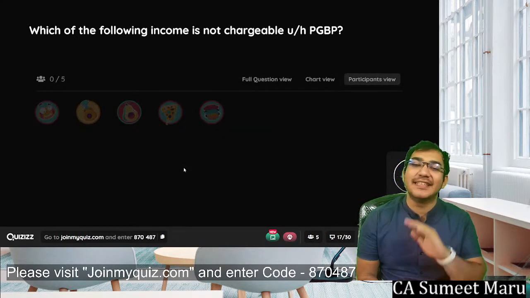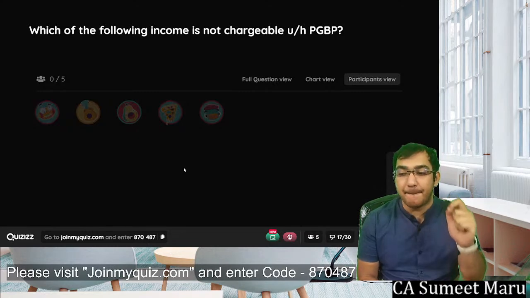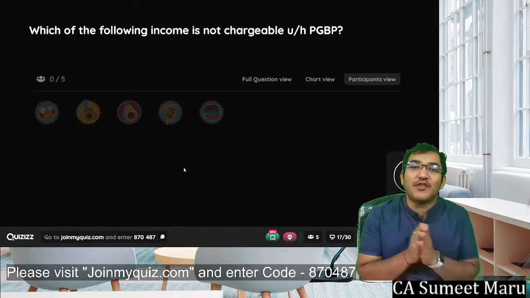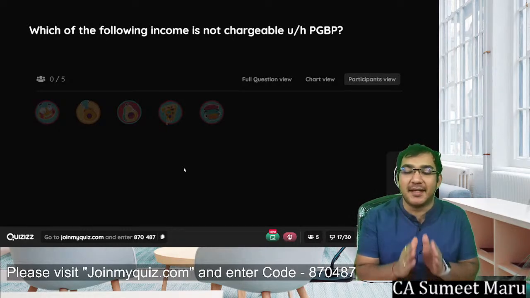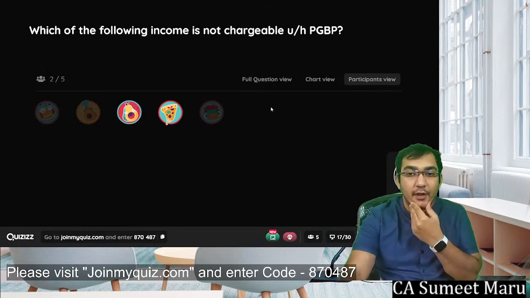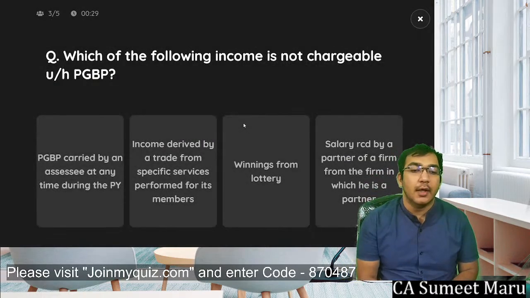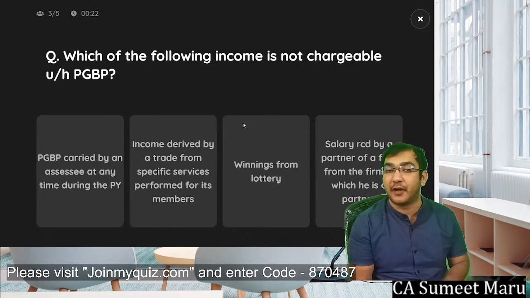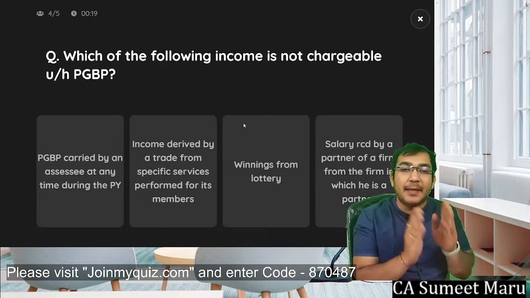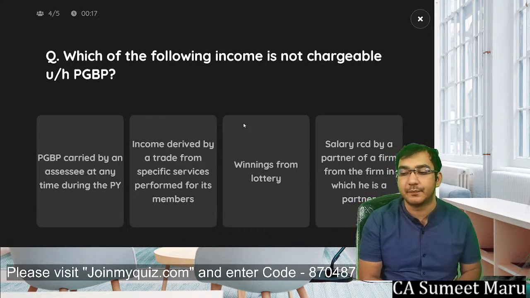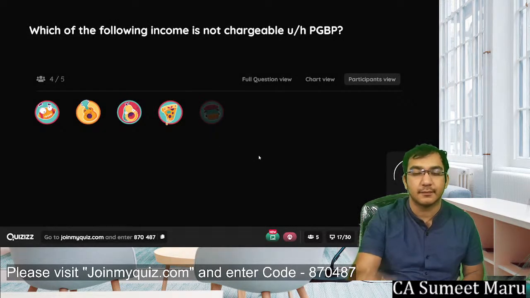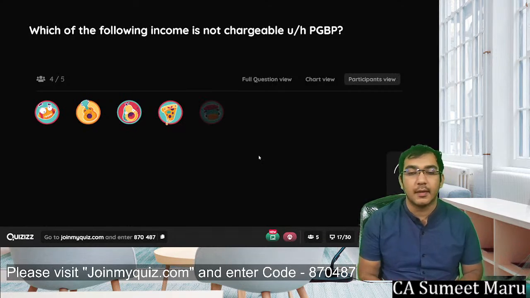Which of the following income is not chargeable under the head PGBP? The options are right there in front of you: income carried out anytime during the year, winnings from lottery, income derived from a trade-specific service performed, salary received by a partnership firm. Which is not taxable in PGBP? That's what has been asked to you.